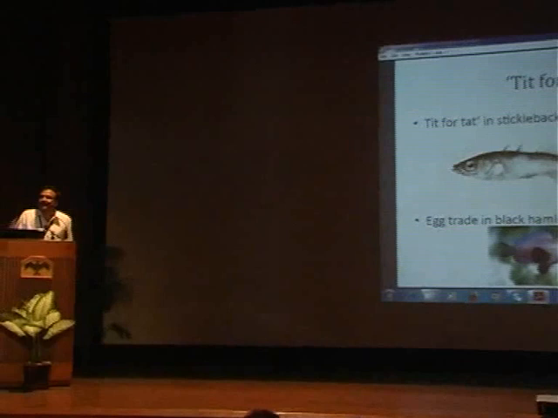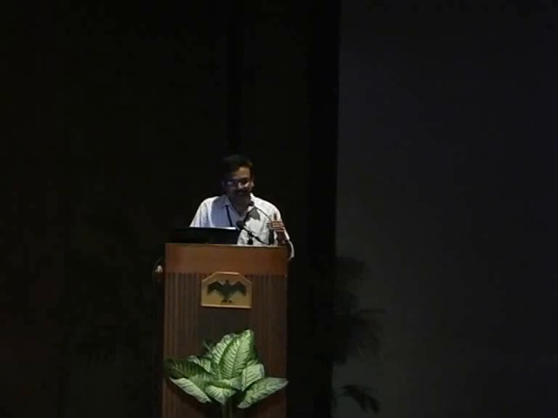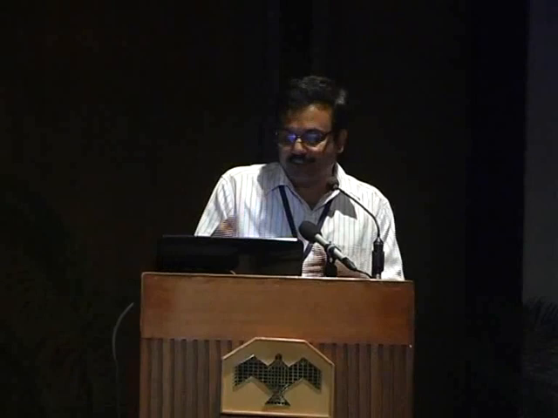So there are cheaters again. But they won't give the egg back. They will get the egg from the other fish, they will inseminate it, and they will run away. So the fishes will remember that fish, and they won't go for any egg trade with that fish. Milinski's Nature paper came with the title tit for tat. That's also seen in fishes.